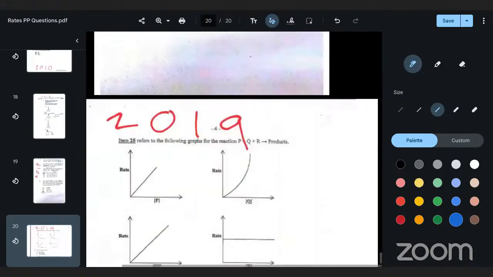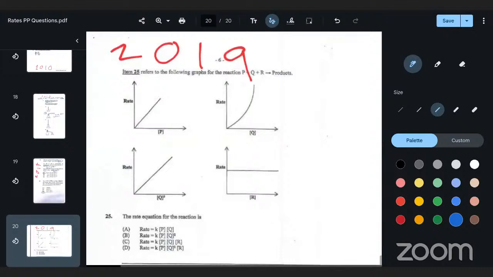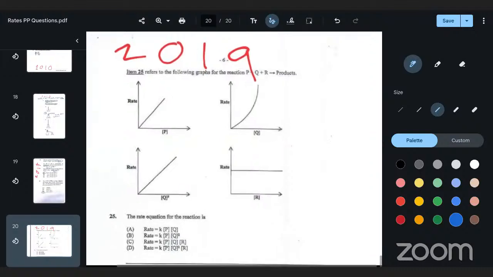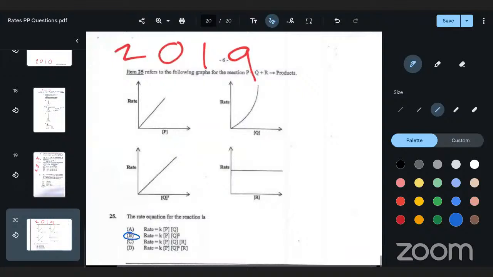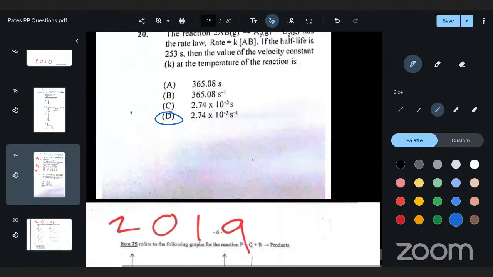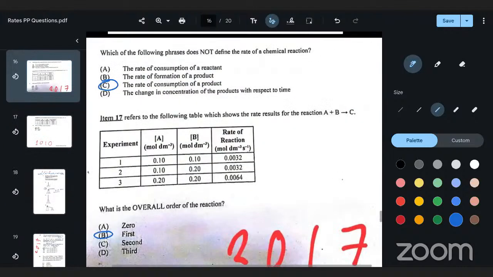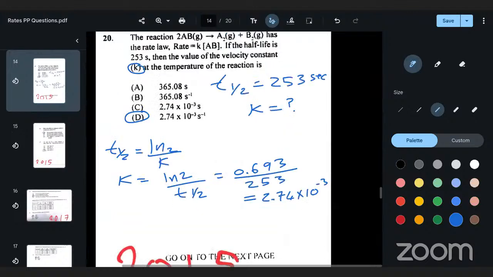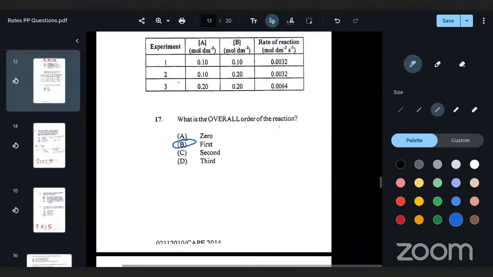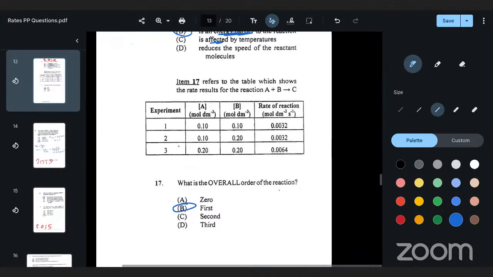Is there anything else remaining? All right, this is also a repeat, and this was B. And so that is it for the rates of reaction multiple choice questions from '07 to 2020. 2016 was a repeat of questions. I didn't cut any from that.